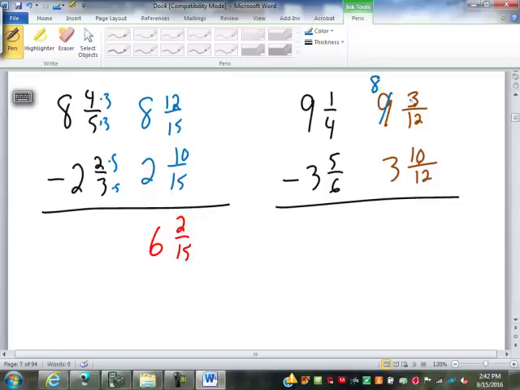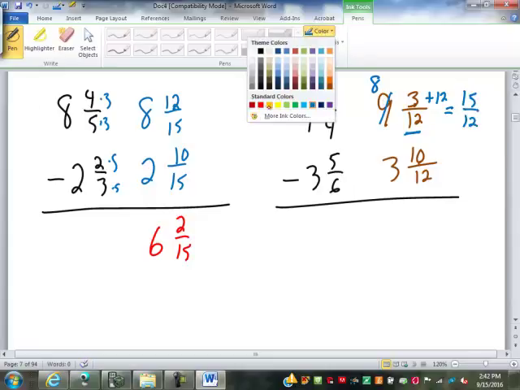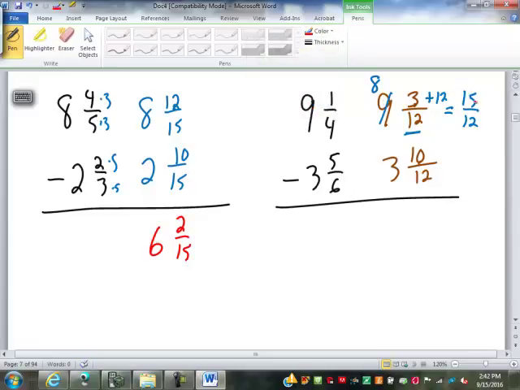That's an 8. But I can't just put a 1 in front of the 3. What I borrowed was one whole object. How many pieces are in it? 12. My denominator tells me how many pieces are in it. So I have to add the 12 to it. Add my denominator to it. You got it. 3 plus 12 is 15 12ths. And now I subtract. 15 minus 10 is 5 12ths. 8 minus 3 is 5.